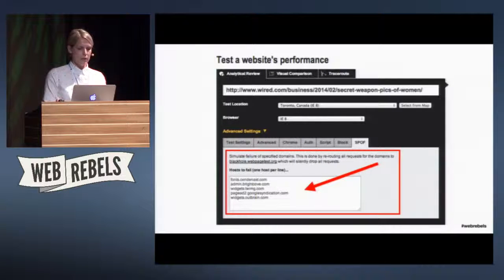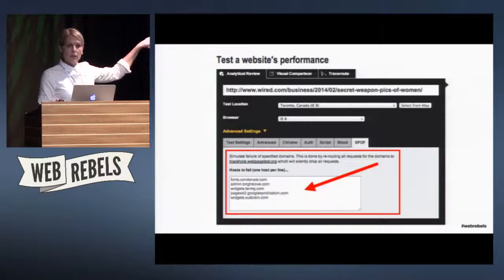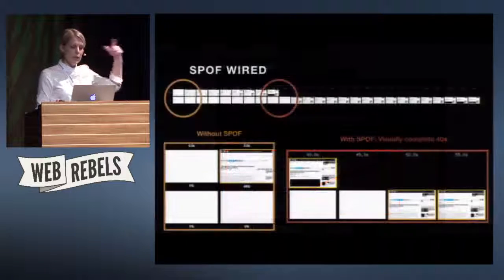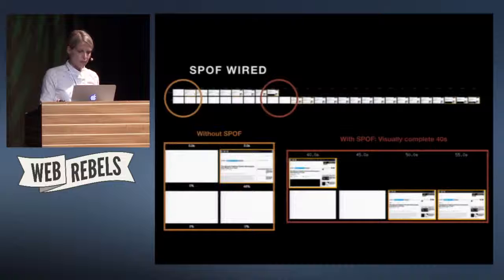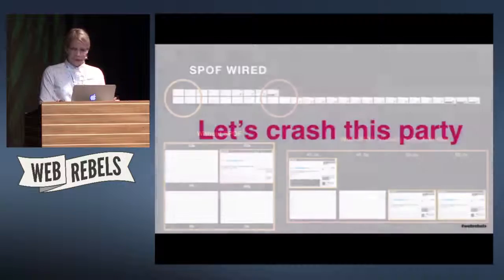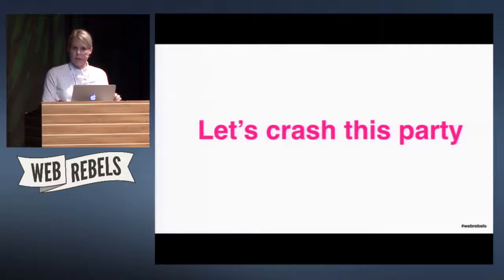where you can test your website in terms of performance. It pre-populates what kind of scripts are loaded on that page and could potentially go down. And then after you do that, you run it, you get a film strip, which is the top one. It's a little bit small, where you can see how things load with or without SPOF, meaning the script is done. But let's crash this party. So let's figure out how we can solve this and get TechCrunch help to not have that issue.